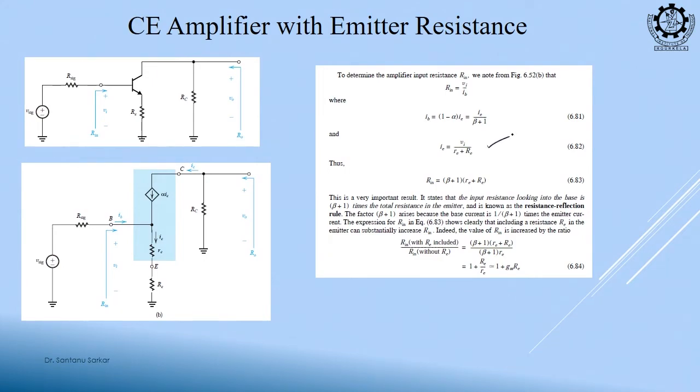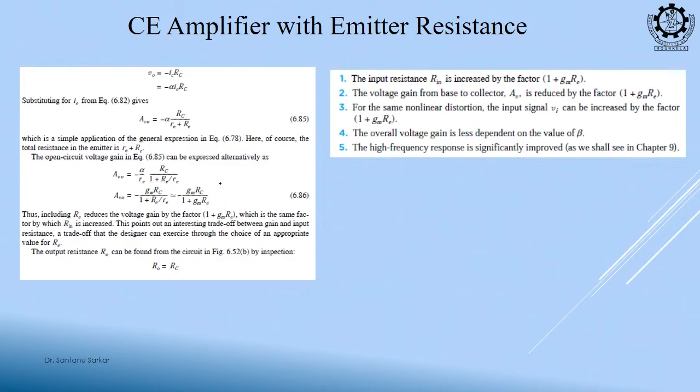So, you can find the IE, you can find the Rin, and you see the resistance ratio with Rin and without Rin is 1 plus GM times RE. Okay. So, this is my feedback factor. So, RE is the feedback resistance, but GM is coming as internal gain, GM into RE is internal gain, and this is how you derive it.